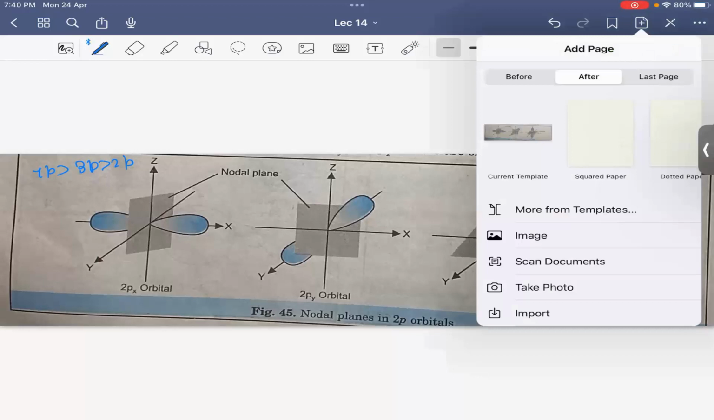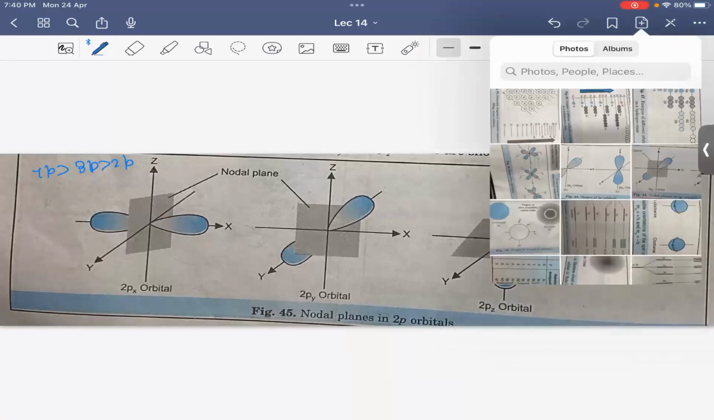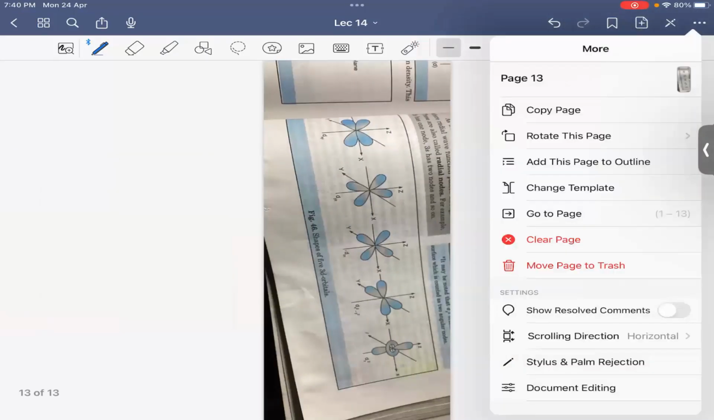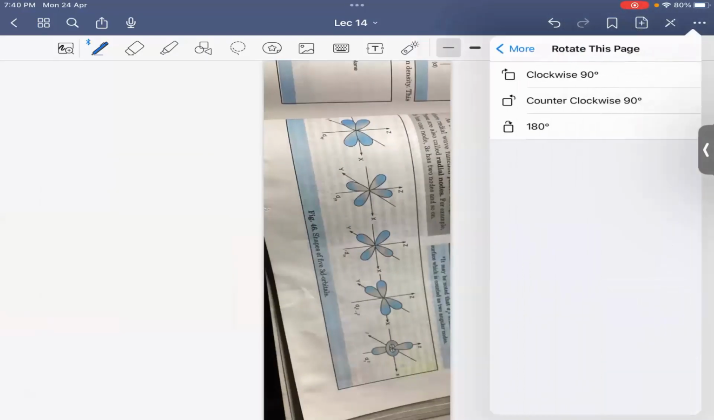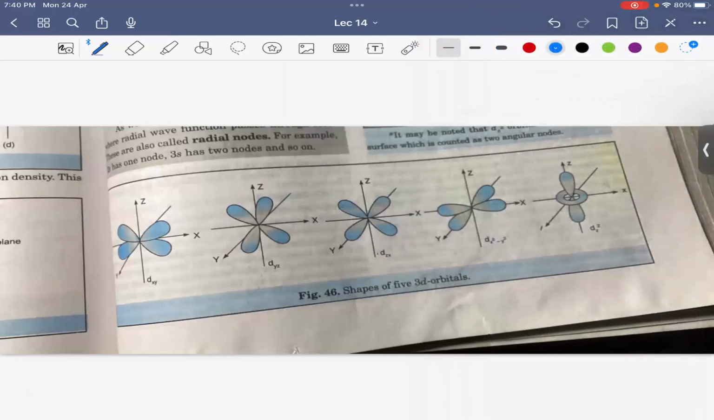Now we are going to go on to the next topic, which is the shape of the d orbitals. So these are the shapes of d orbitals. This is dxy, this is dyz, this is dzx, this is dx square minus y square, and dz square.